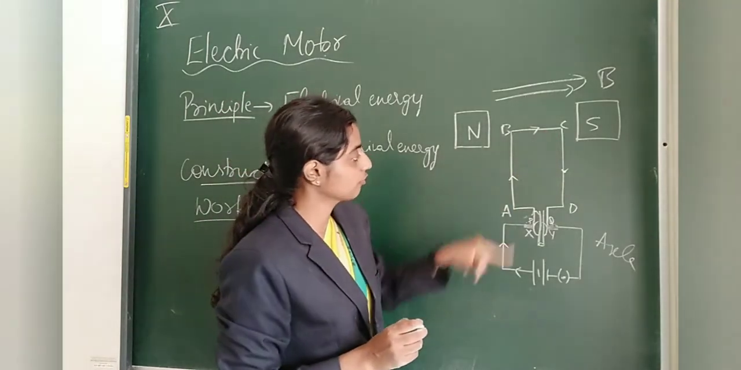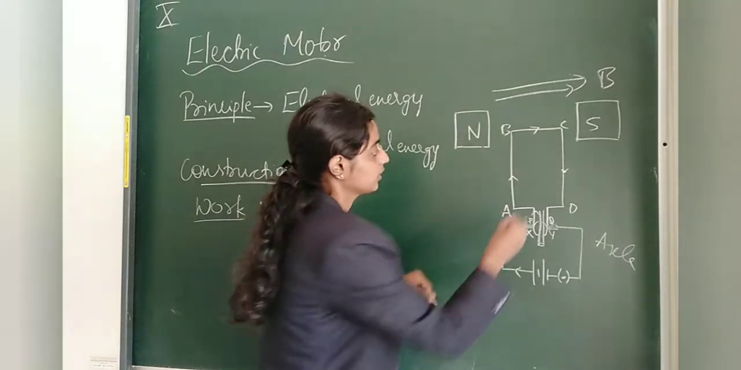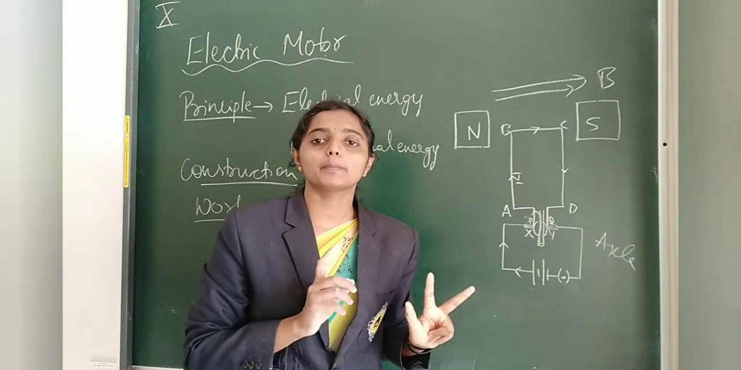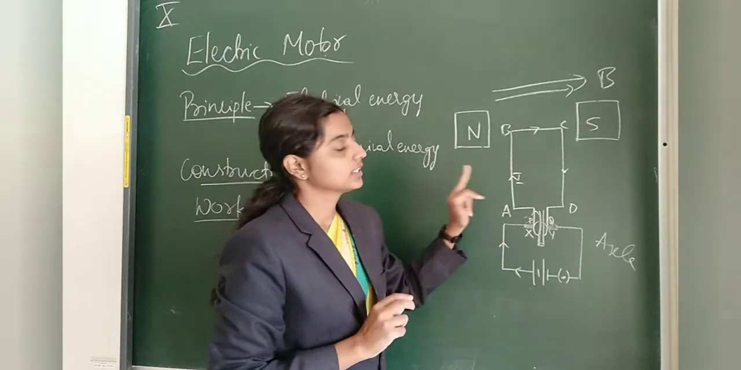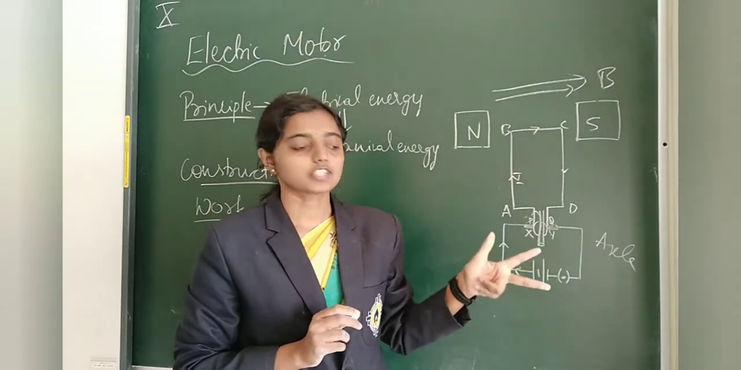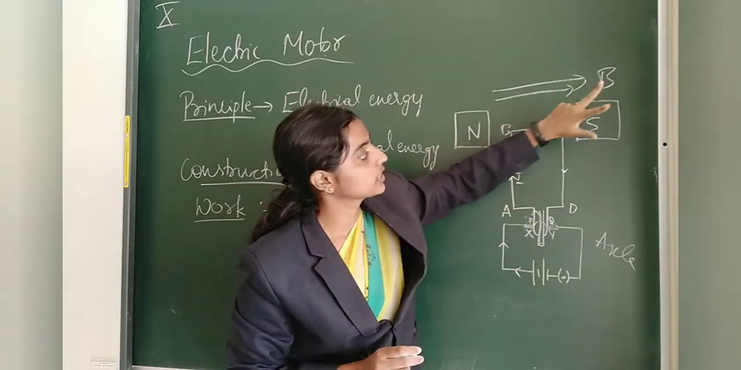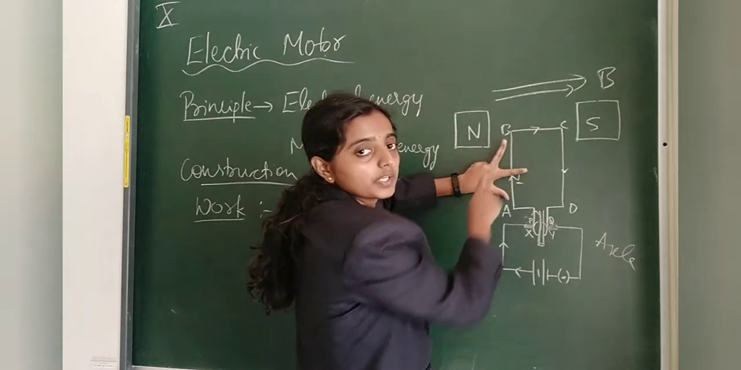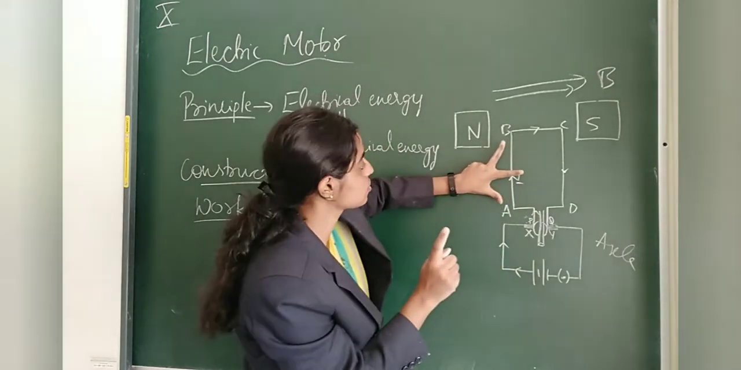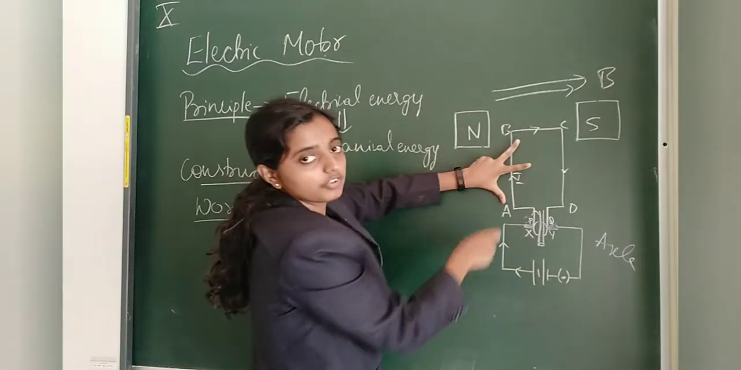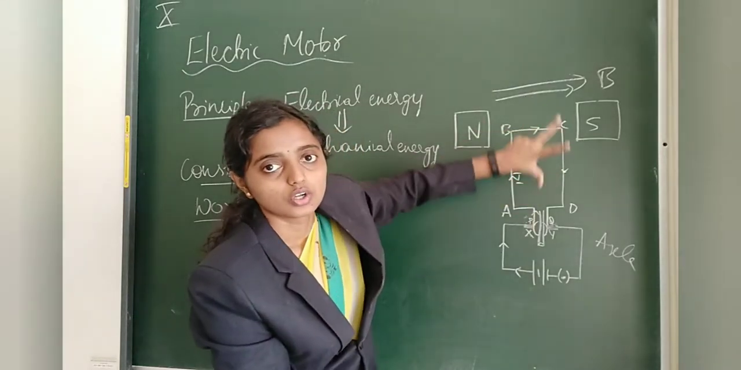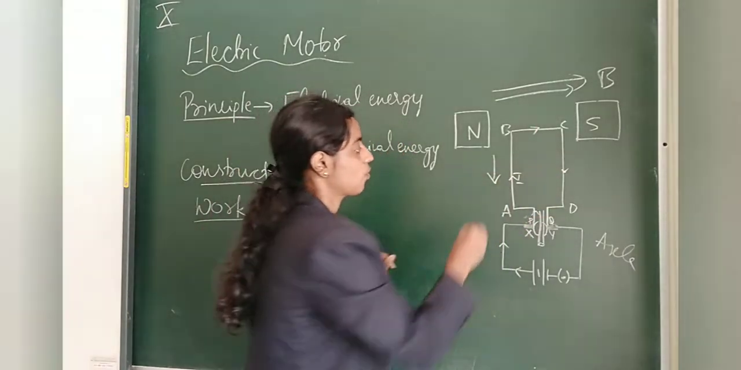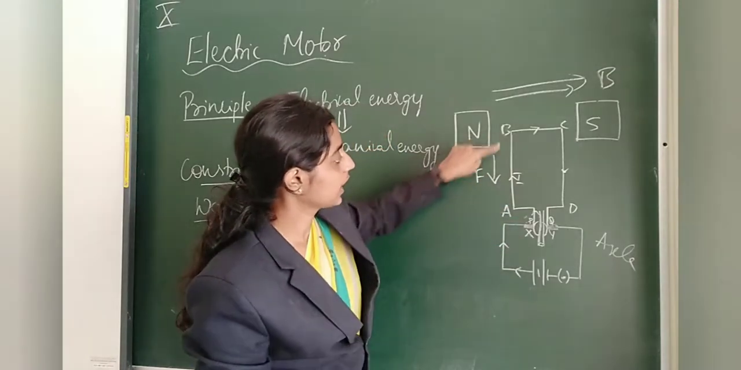Next, if current starts to flow this way, we know the direction of current, which is I, and we know the direction of the magnetic field. Now what we need to find out, based on Fleming's left hand rule, is the direction of force. Take your left hand and place the magnetic field, which is B, in FBI, like this. The middle finger shows the direction of current, and the thumb shows the direction of force, which is downwards. So the direction of force is downwards in AB.